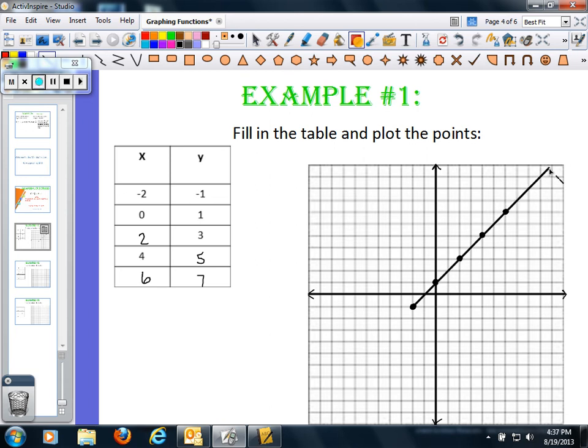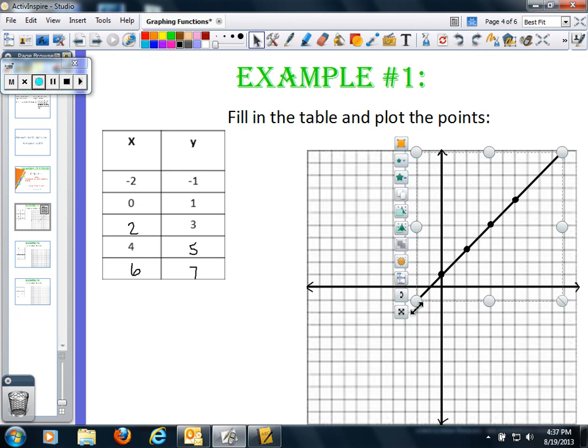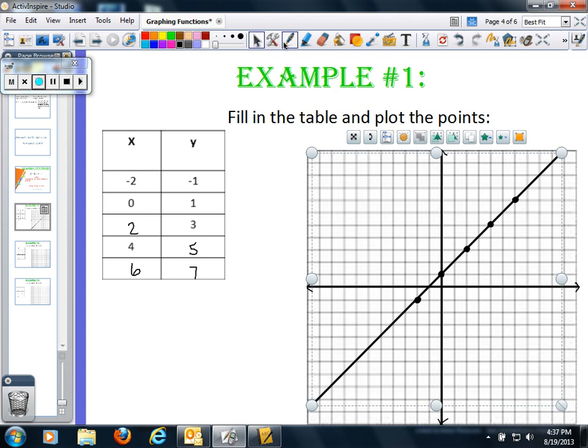And I get to cheat because I'm using the board, so I've got this little handy dandy tool that makes it nice and straight for me. But while you're graphing, I would really like you guys to use a ruler so that your lines are straight, when it is actually a line. Now if it's a curved line, you can't use a ruler to do that, obviously, but I'd like you guys to use a ruler when you're doing linear equations, okay?